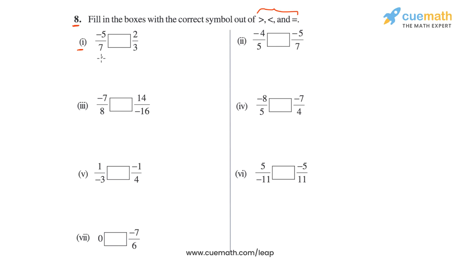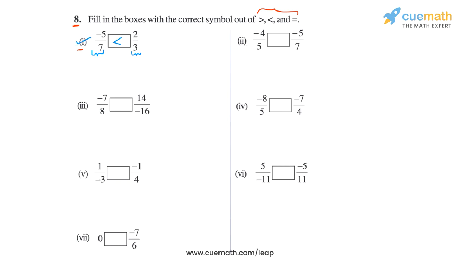Now this part is very straightforward because minus 5 by 7 is a negative rational number and 2 by 3 is a positive rational number. So 2 by 3 lies to the right of 0 and minus 5 by 7 lies to the left of 0 on the number line. So we can directly say without any calculation that minus 5 by 7 will be less than 2 by 3. Okay, so that's part 1.